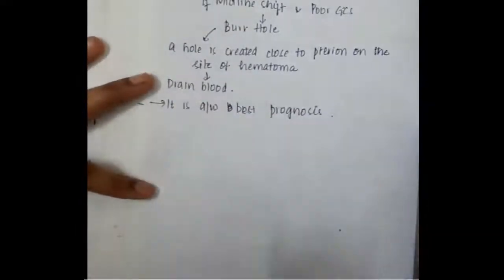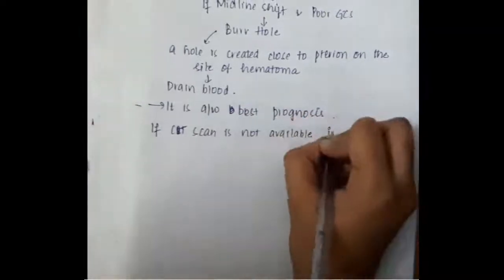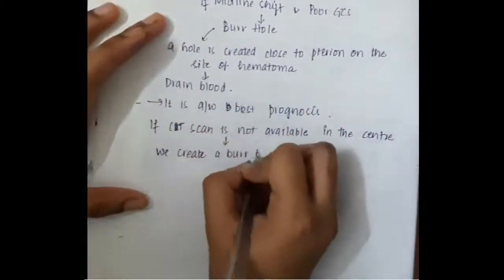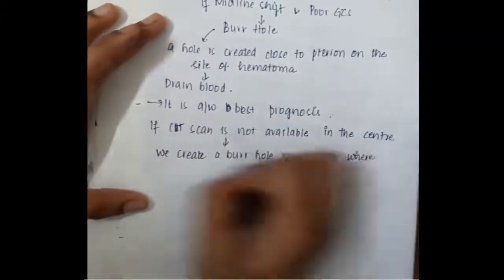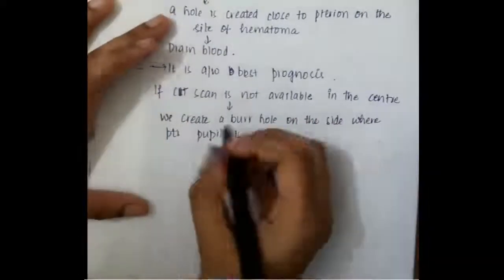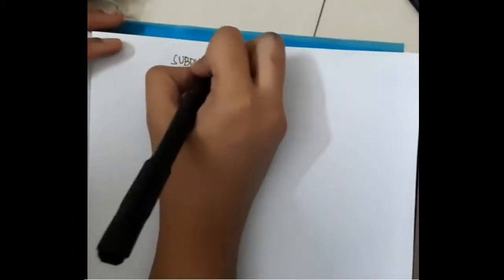If a CT scan is not available in the center, then we create a burr hole on the side where the patient's pupil is dilated. On the side where the pupil is dilated, we put a burr hole when the CT scan is not available. That is in emergency settings and in rural areas.